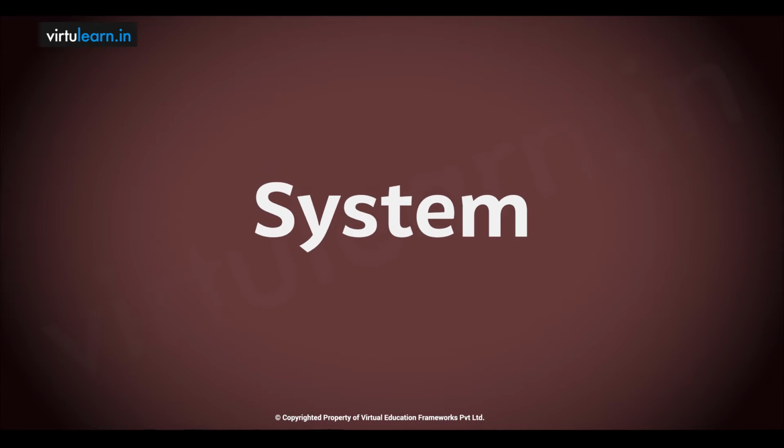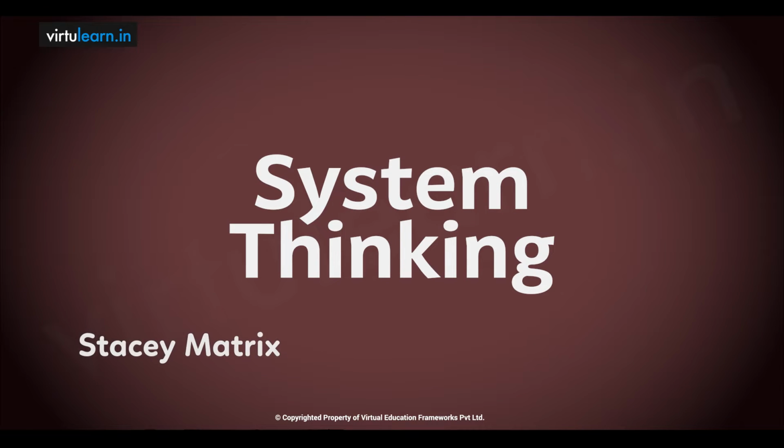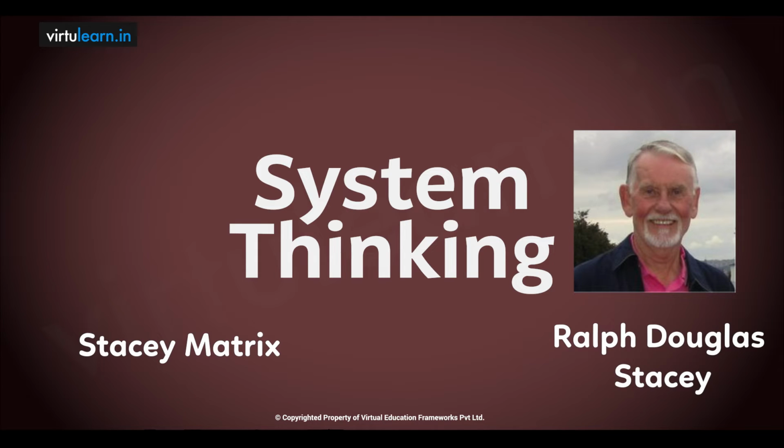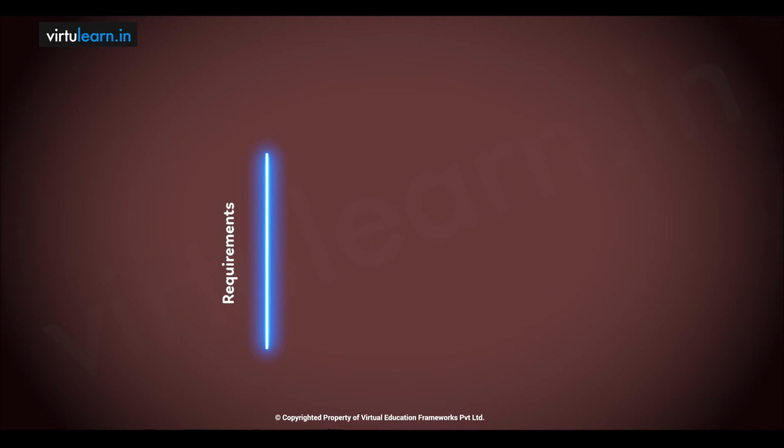Systems thinking, also known as the Stacey matrix, as proposed by Ralph Douglas Stacey. Essentially, he made this to determine the characteristics of work based on the degree of certainty and the level of agreement. We as people, the development team members, do all the work. We deal with the requirements and technology.